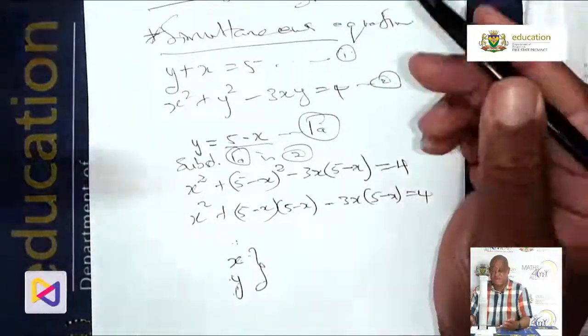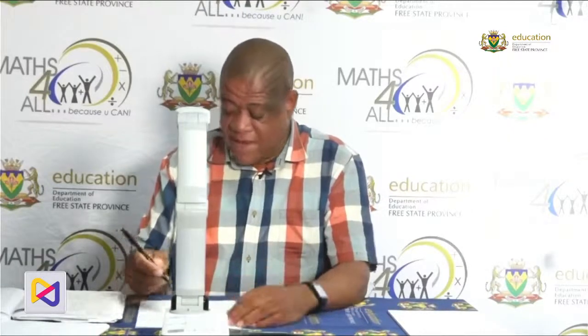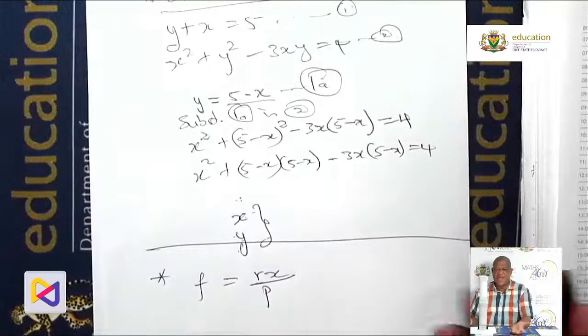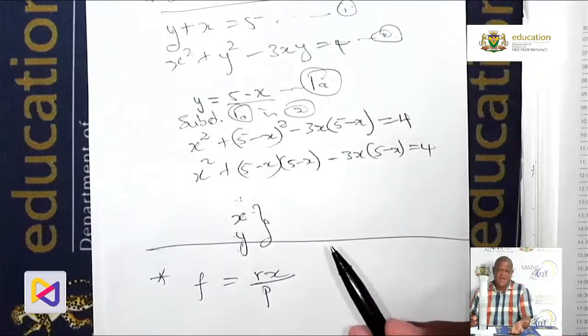given an equation, and then now you must change the subject of the formula. It will be told that from whatever is given to you, I will just make an example. F equal to Rx over P. It can be given like this. And then they say to you, make X the subject of the formula.